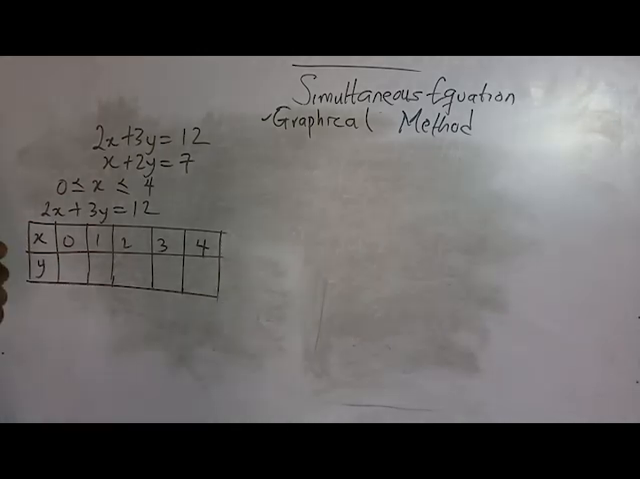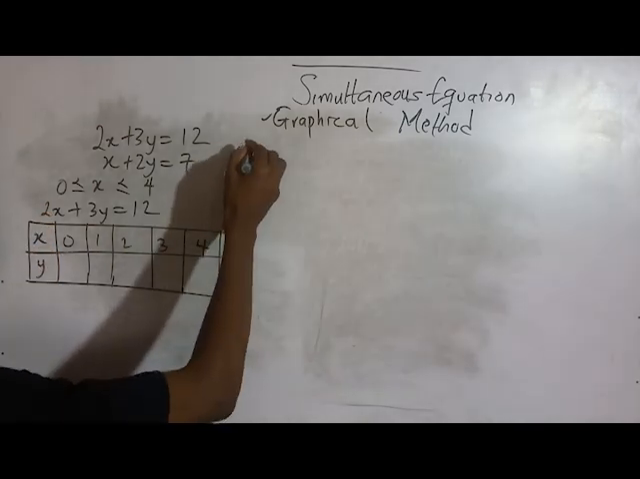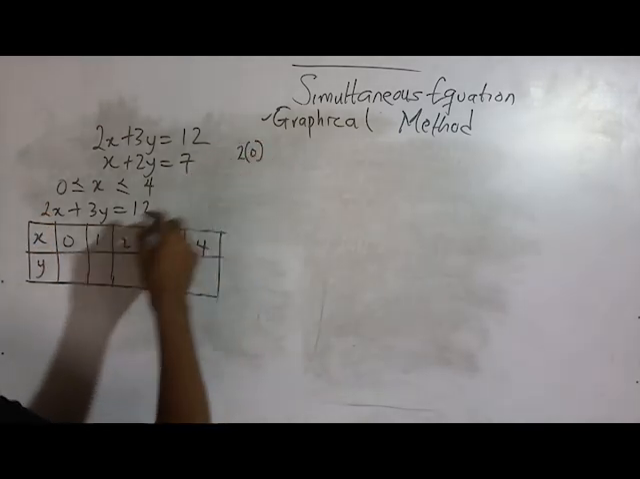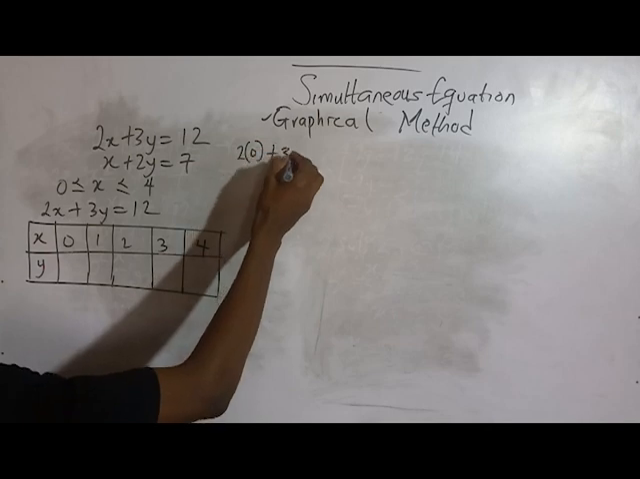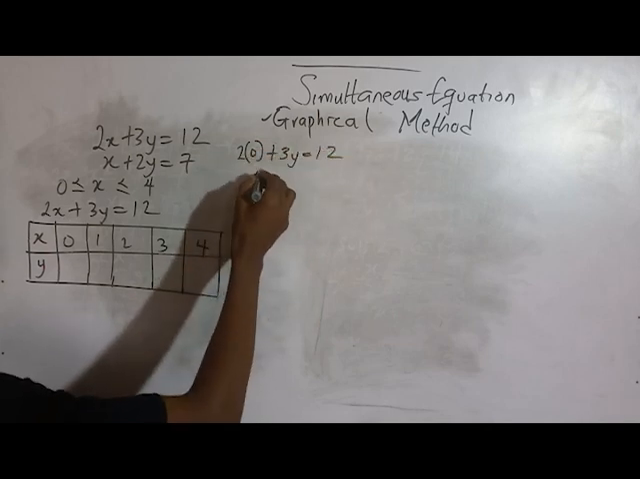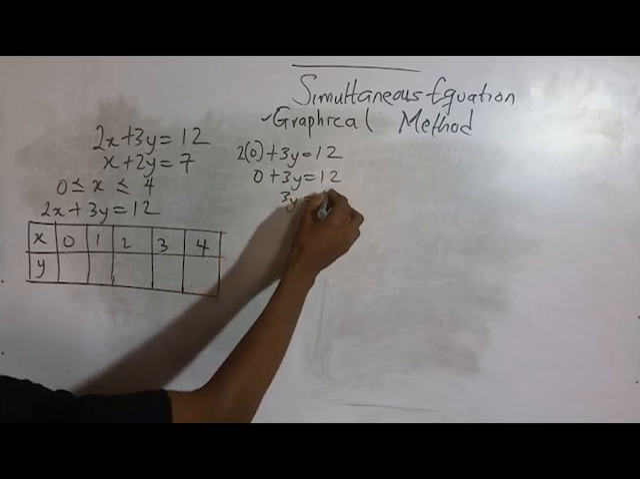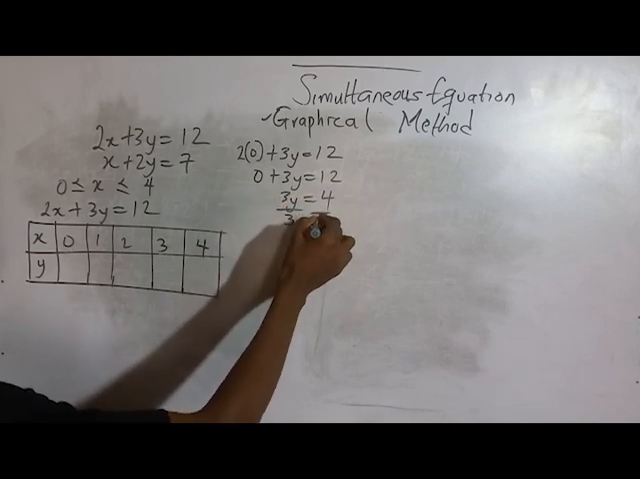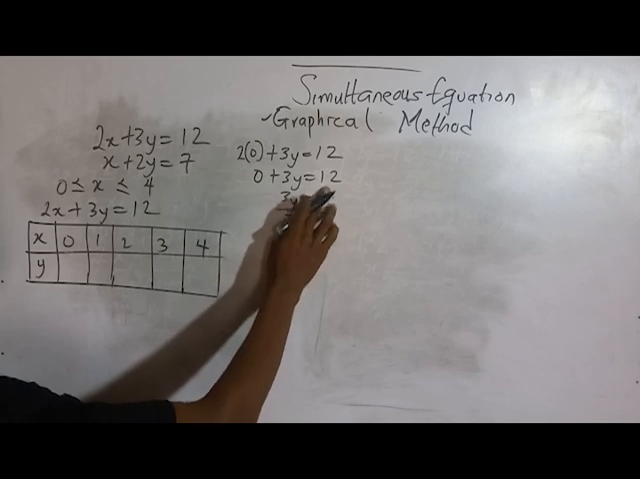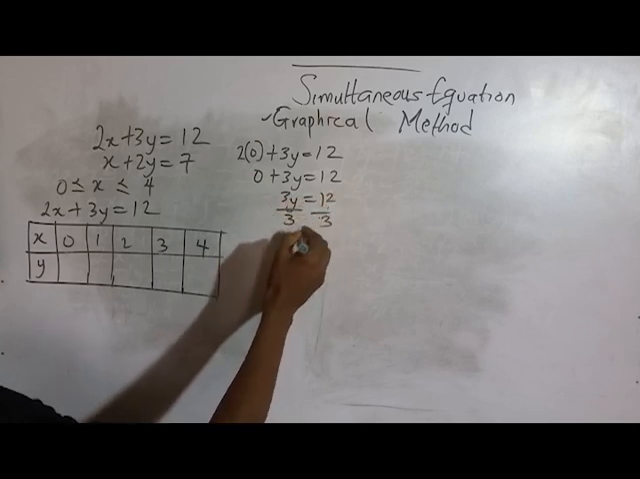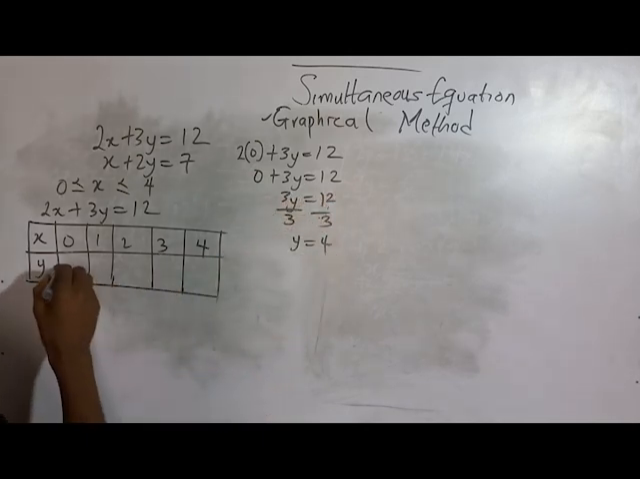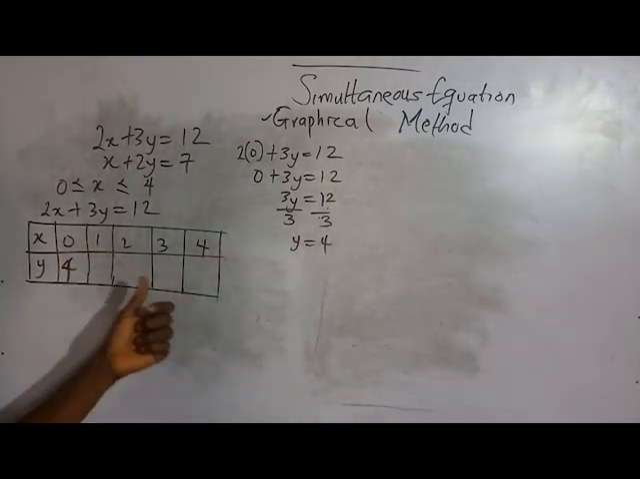So what we do in this case is that we continue to take the value of x into this equation, 2x plus 3y equals 12. When x equals 0, we have 0 plus 3y equals 12. Then 3y equals 12. Divide both sides by 3 and y equals 4. So we have 4 here. We repeat the same thing for 1.